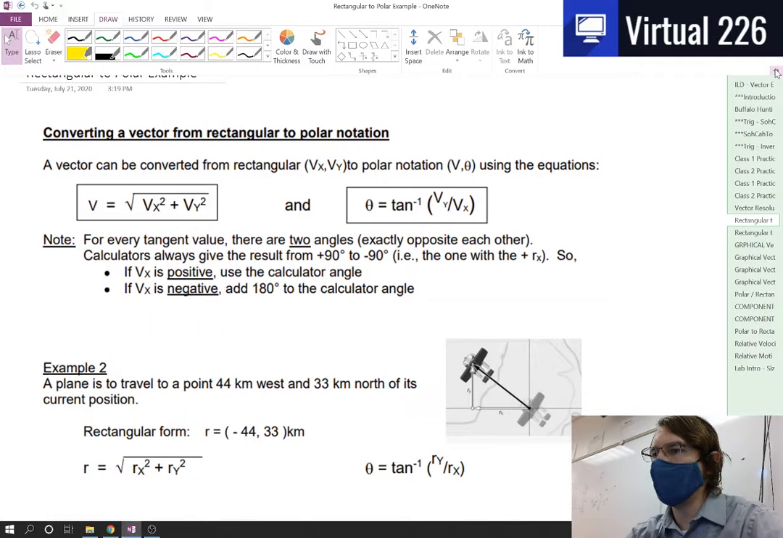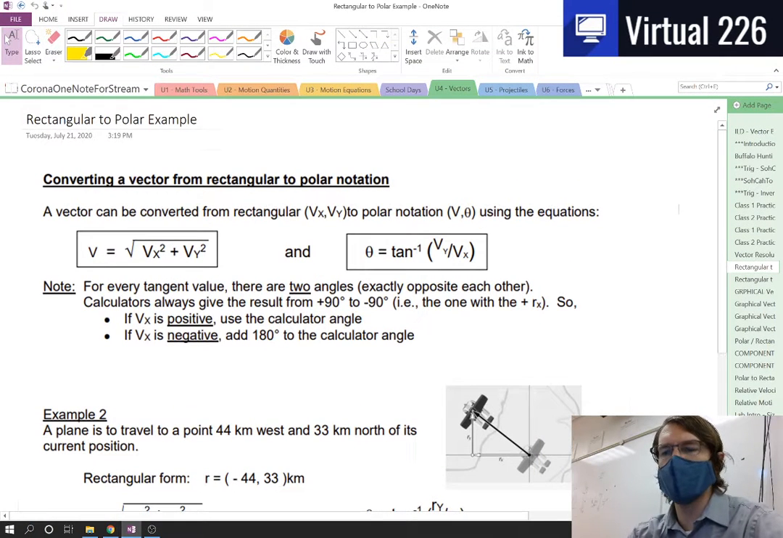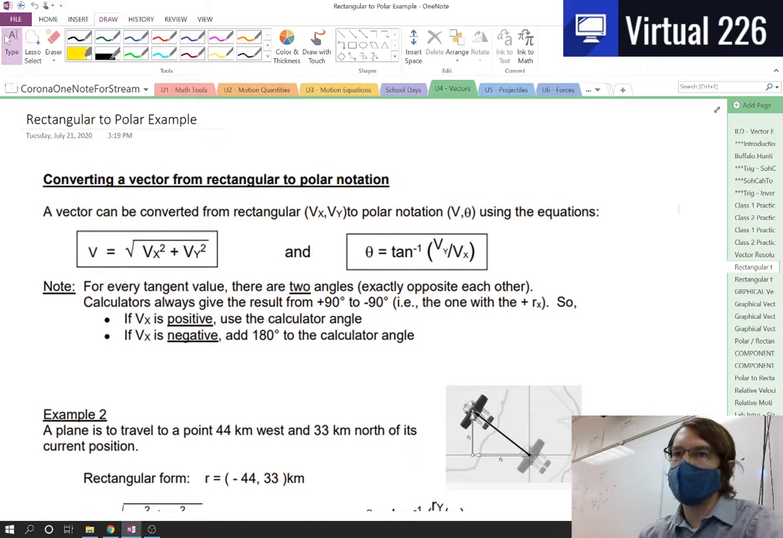Playing the same game again, but backwards. Okay, so in our last video, we looked at going from polar notation to rectangular notation. This time, we're going to flip it. We're going to start with rectangular, x comma y, and we're going to go to polar this time. So how can we do this?